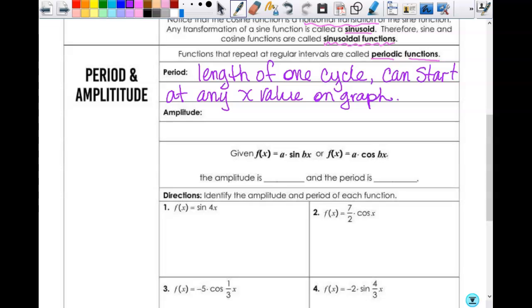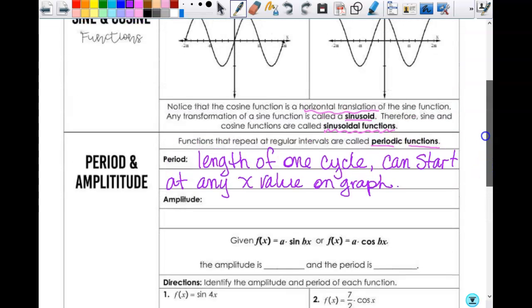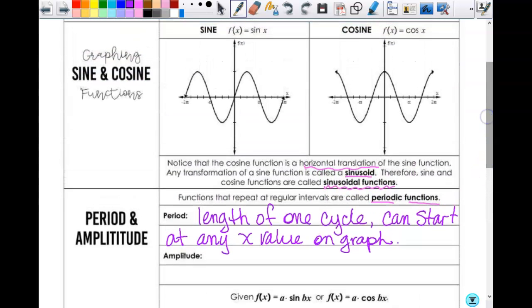So when we look back up here at these sine and cosine, one cycle, if I start here, one cycle gets me to 2 pi, that means the period is 2 pi. But I could start here, the cycle starts here, and that's still the length of 2 pi, so either way. So this is the period.